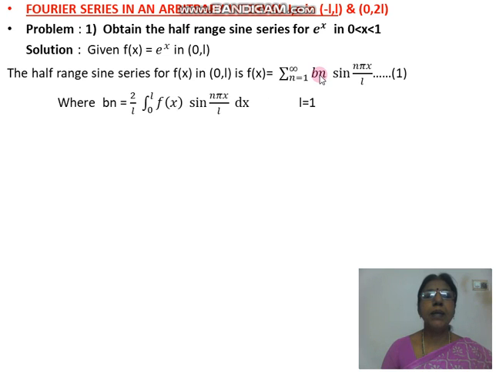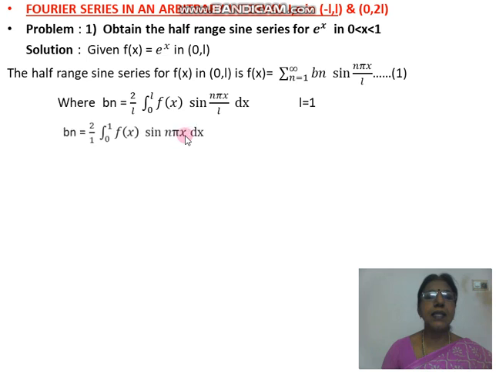Now we need the bn value. For this purpose we have bn is equal to 2 by L integral 0 to L f of x sin n pi x by L dx. But what is L here? In the 0 to L interval place, we have been given 0 to 1. Now L is equal to 1. Substitute here in this interval 0 to 1. This is equation 1, and this is the bn formula for the 0 to L interval. But here L is equal to 1.